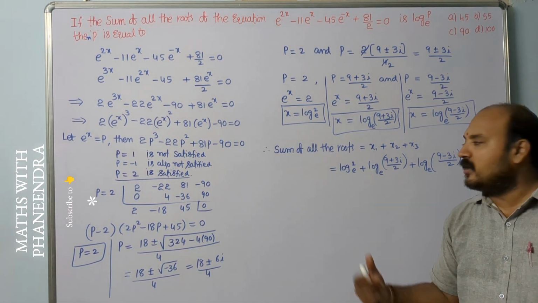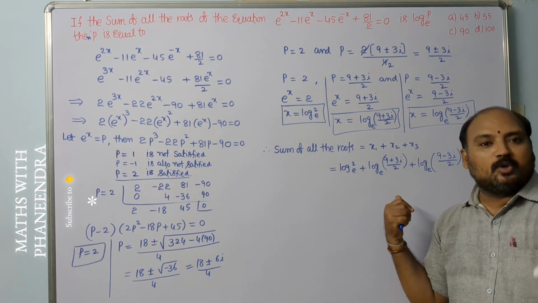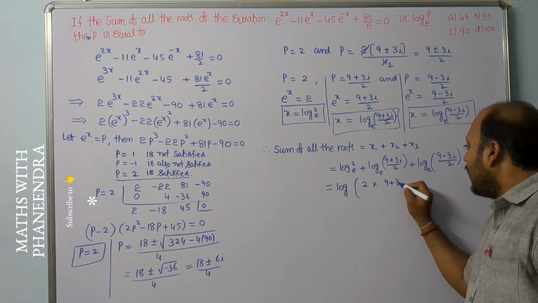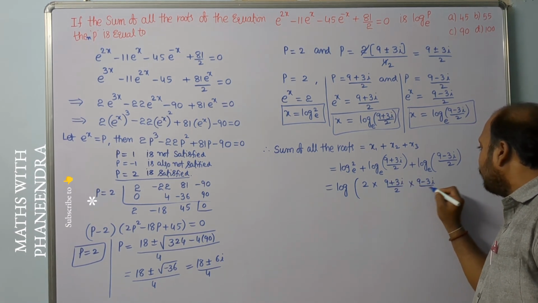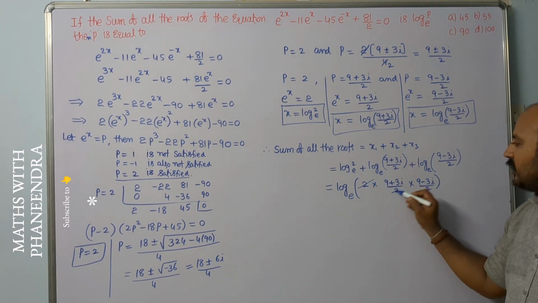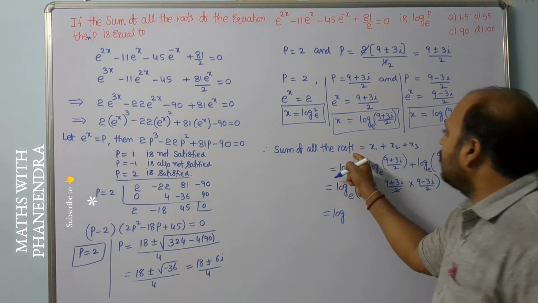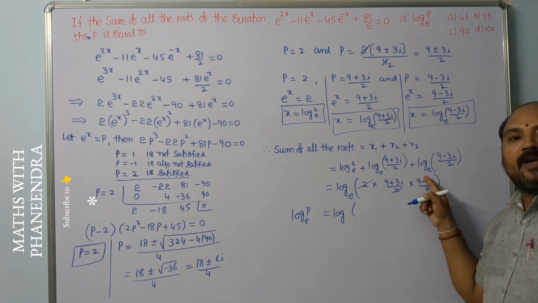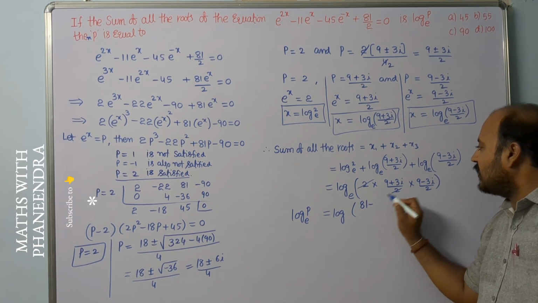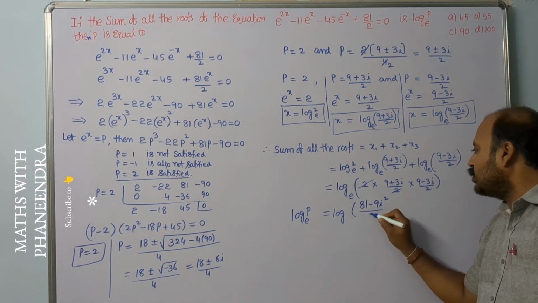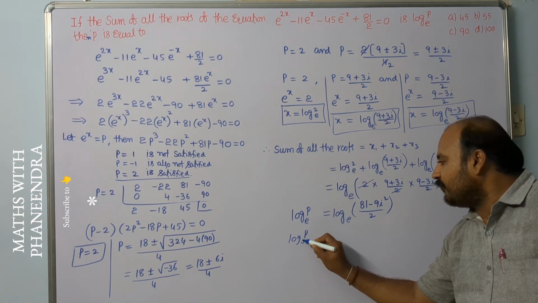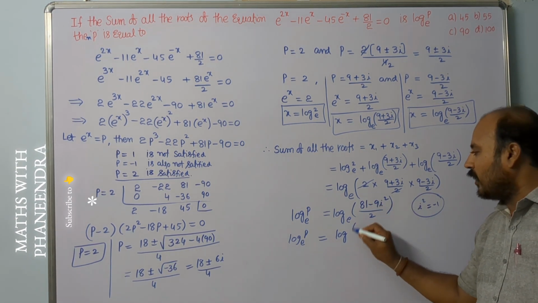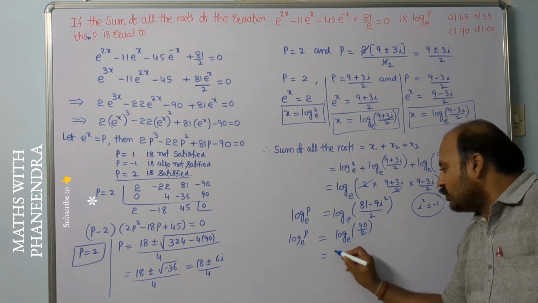We know the formula in logarithms: log a plus log b plus log c equal to log abc. So which is equal to log of 2 into (9 plus 3i divided by 2) into (9 minus 3i divided by 2) to the base e. Here 2 will be cancelled. Sum of all the roots is given as log p to the base e. So log of (a plus b) into (a minus b) is a square minus b square. So 9 square minus (3i) whole square means 9i square, divided by 2, to the base e. So i square value is minus 1, so minus into minus is plus, log of 90 divided by 2 to the base e. That is equal to log 45 to the base e.